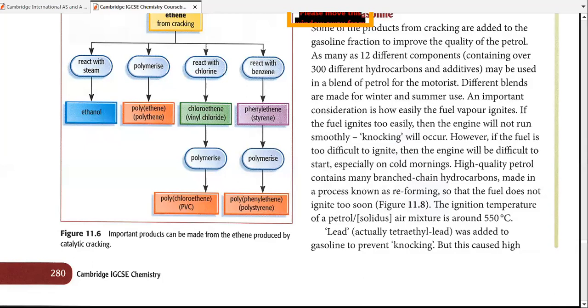Over a period of usage of approximately 20 to 25 years, we came to know that this is causing a problem. And much of the science is about that.